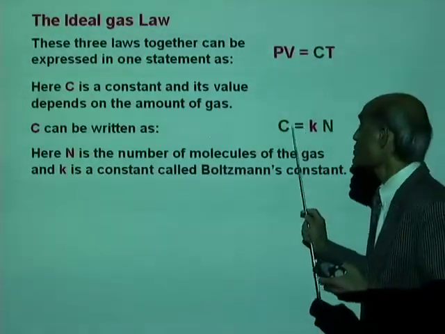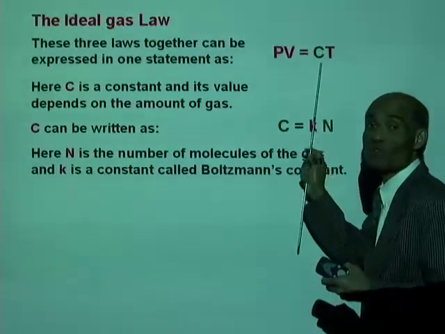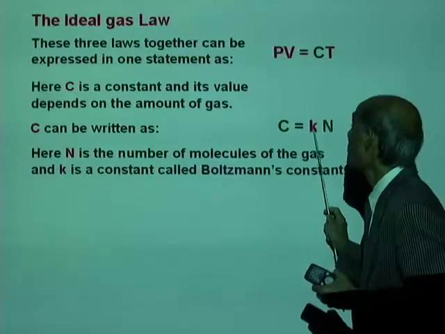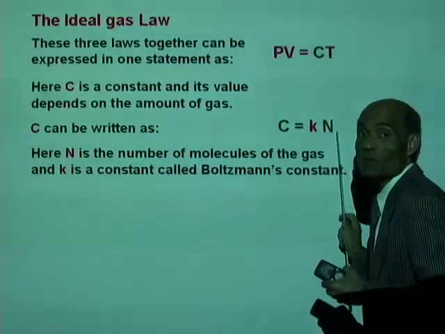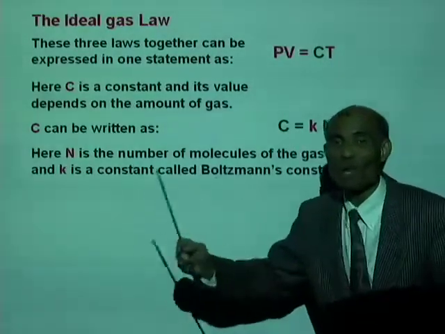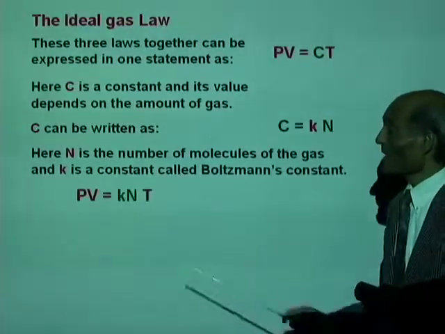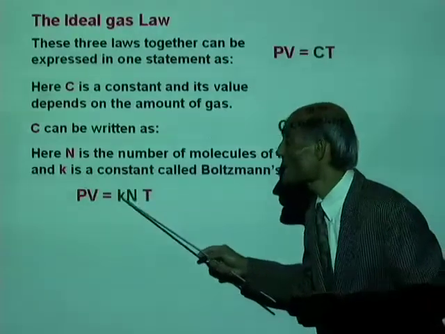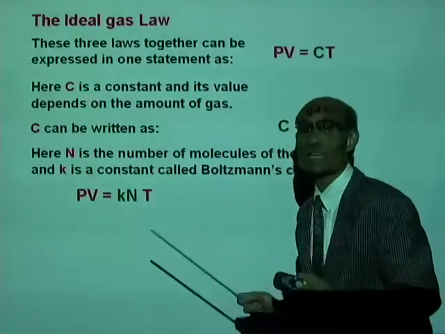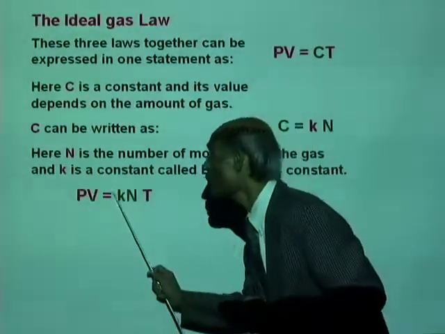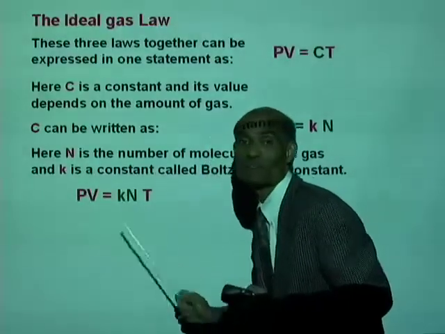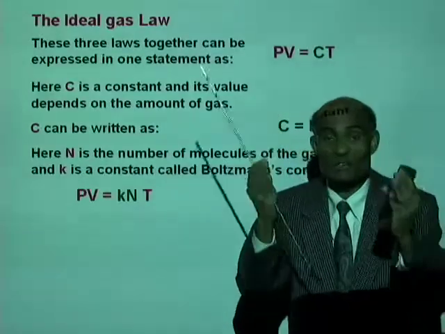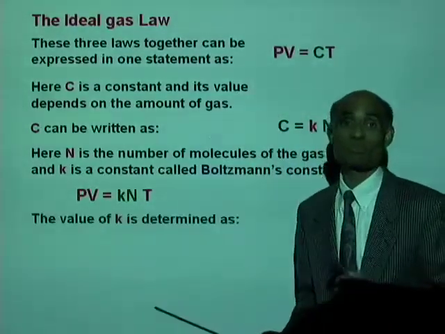You see? So this constant C, I want you to pay special attention here. This constant C is Boltzmann constant multiplied by the number of molecules of the gas. That gives us PV equal to K times NT. K is Boltzmann constant. I will give you its value as we go on. N is the total number of molecules that you have taken in your sample for study.